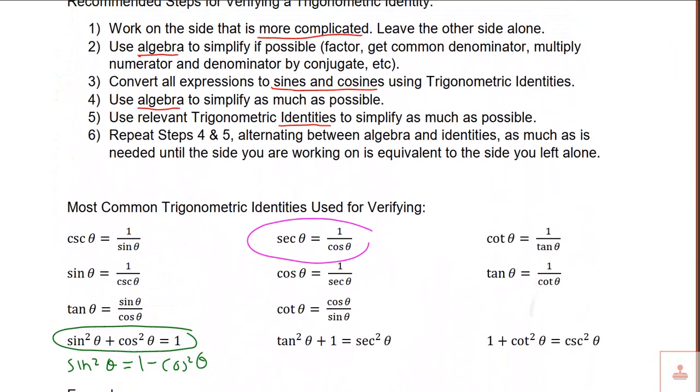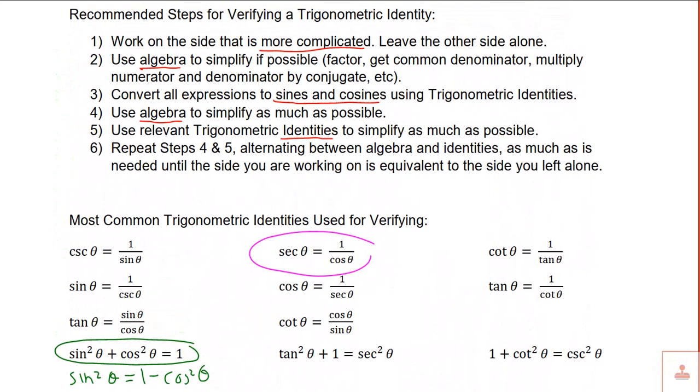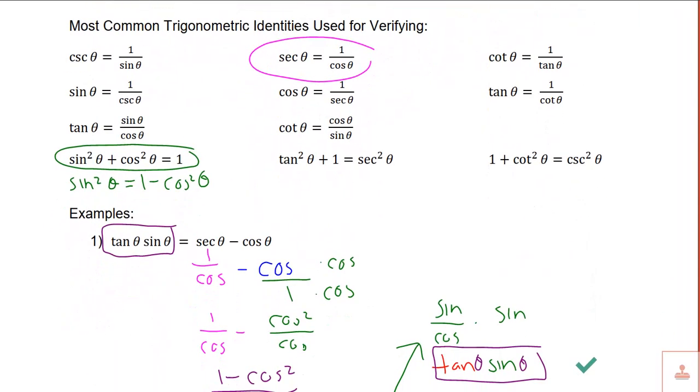So just to refresh before we move on to more examples, you always start with the side that is more complicated. You use algebra to simplify if you can. You convert everything into terms of sine and cosine. Back to algebra, back to identities, back to algebra, back to identities, and you alternate as much as you need to until the side you're working on ends up being the same as the side you left alone. Let's go ahead and try another example.